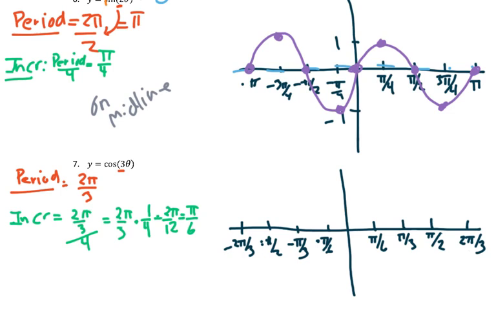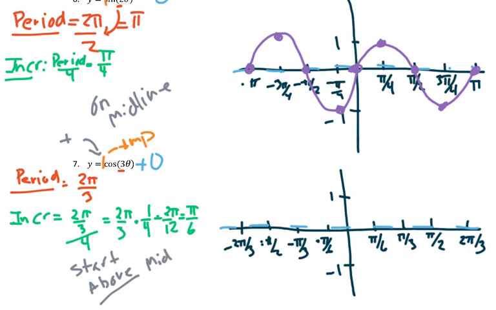My midline here is at 0. My amplitude is 1. So that means I'm going to be going up 1 from my midline and down 1 from my midline. Now cosine starts either above or below. Since this is positive, it's going to start above the midline. So instead of starting at 0, I'm going to start up at 1.